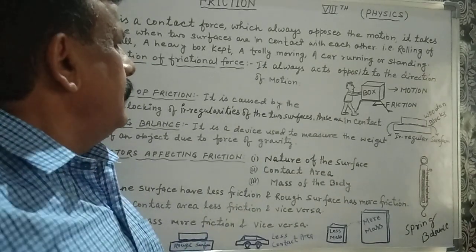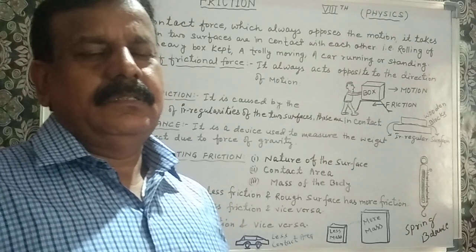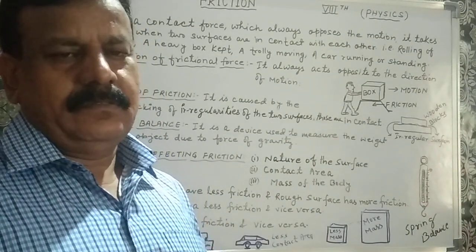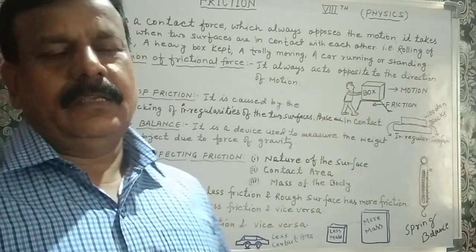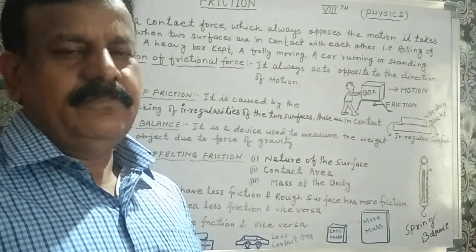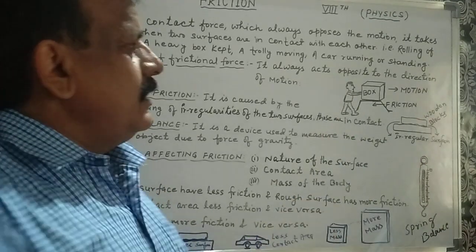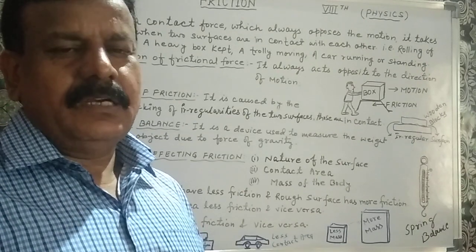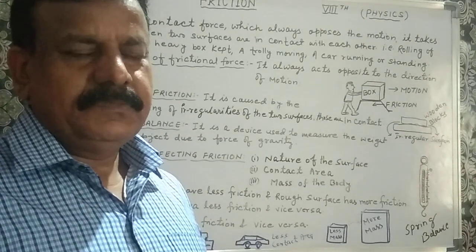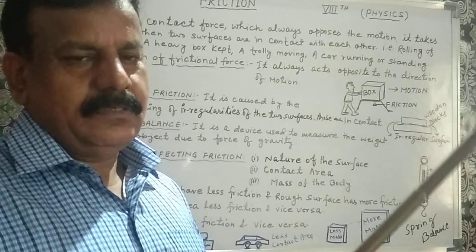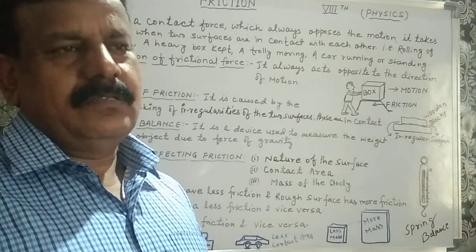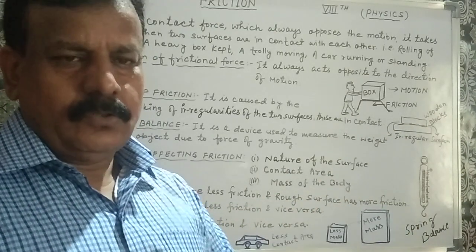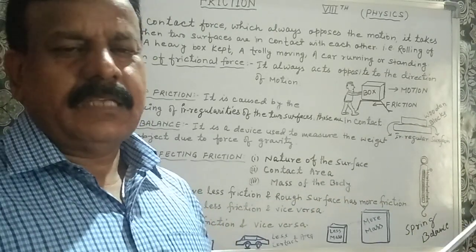A big heavy box is kept, then it is also having friction. And if a trolley is moving, it is also having friction. A car running or standing, in both the conditions it is having friction. Either the object is at rest, sliding, or moving, running fast or slowly, everywhere it is having friction.